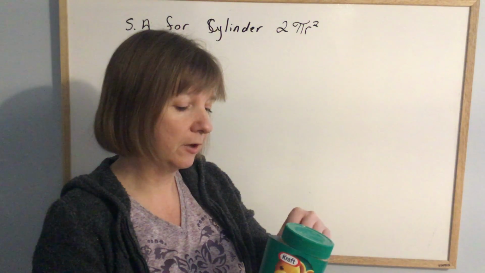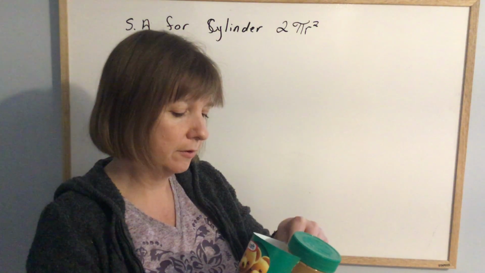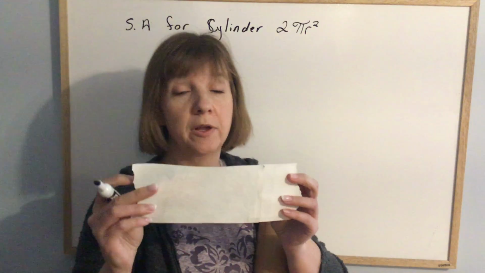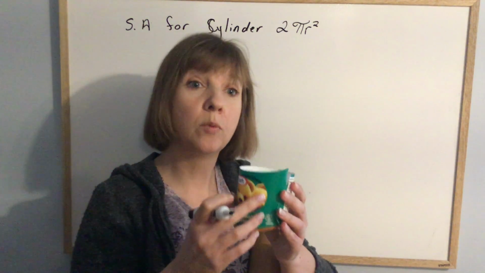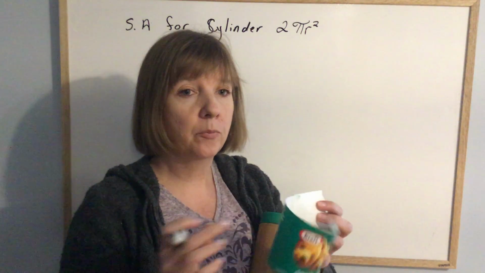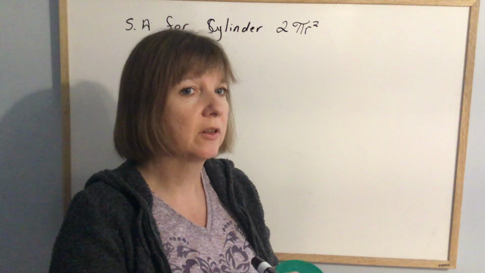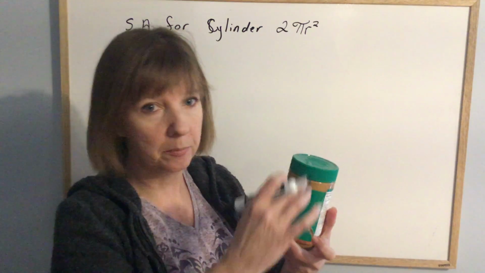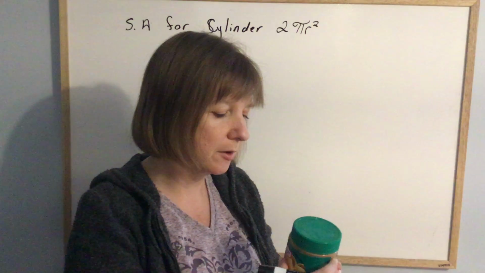I didn't manage to cut it straight up the side, but if I had, it's stuck, hold on. The label, if I take it off, actually is just one long rectangle, right? So it's a rectangle wrapped around the cylinder, that's all it is. We know that the area of a rectangle is length times height. The height's easy. It's just up and down, right? That's the easy part.